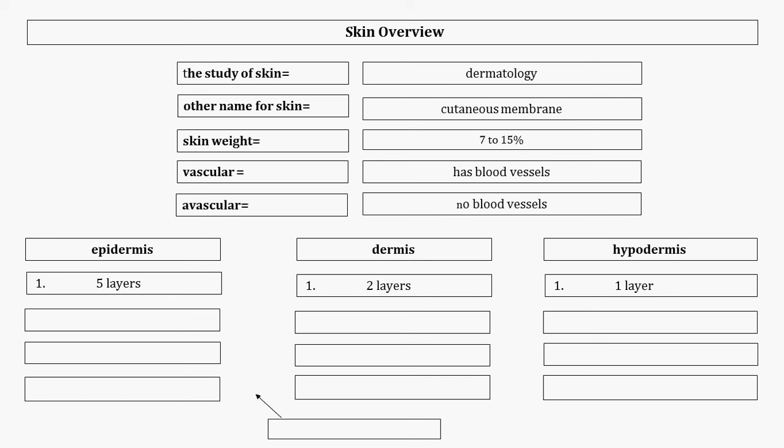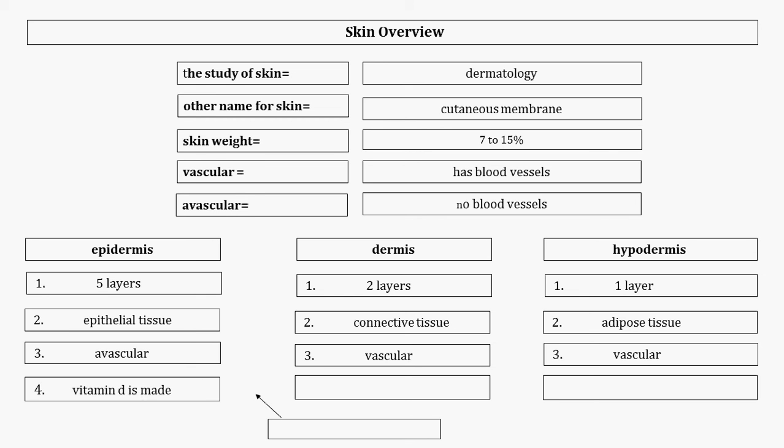Now, each one of these has a different type of tissue. The epidermis has epithelial tissue, the dermis has connective tissue, and the hypodermis has adipose tissue. Adipose tissue basically means fat. Now, regarding vascular and avascular for the skin, the epidermis is avascular, meaning there's no blood vessels. And that's why you can poke yourself sometime, or you have an abrasion, or you bump up against the wall or something, and you don't start bleeding all over the place. It's because you're only injuring the first 5 layers, which don't have any blood vessels. That's why you don't bleed sometimes. The dermis is vascular, and the hypodermis is vascular.